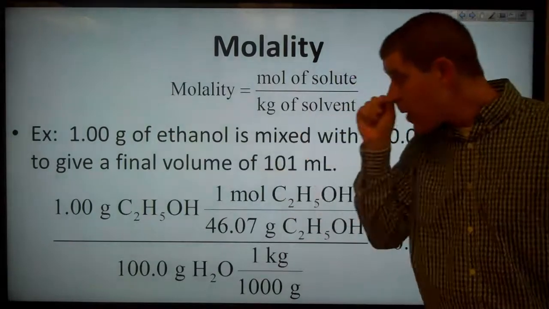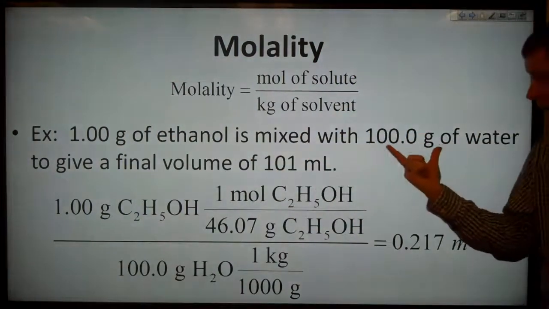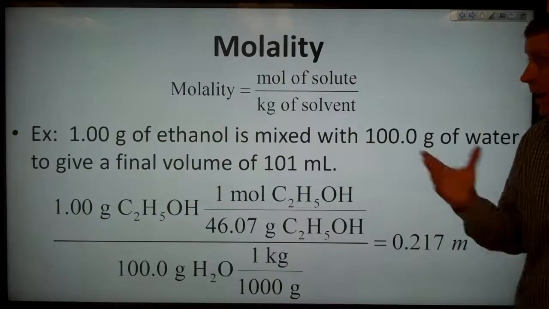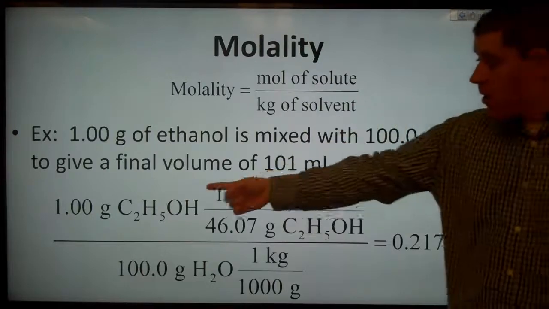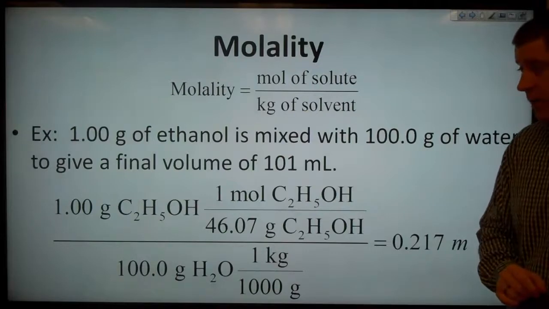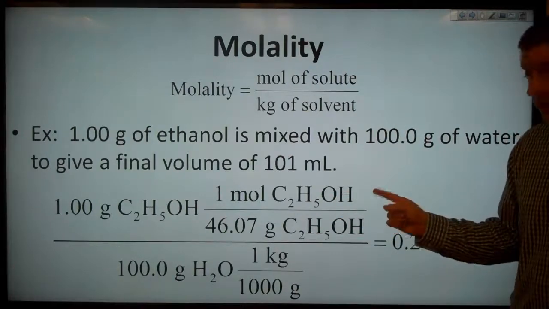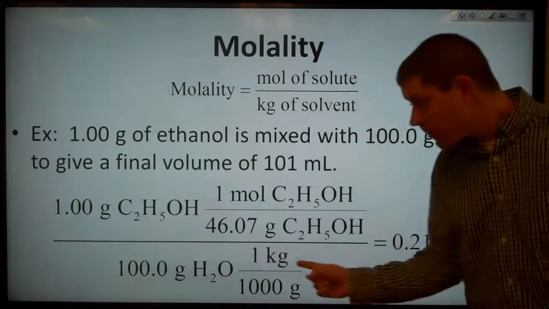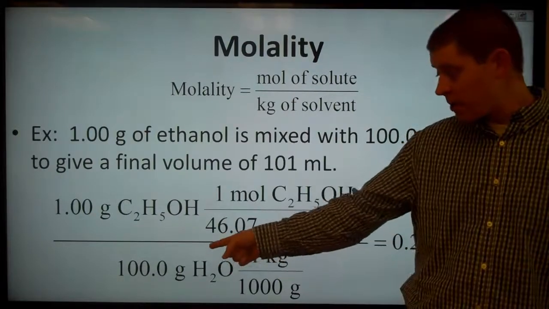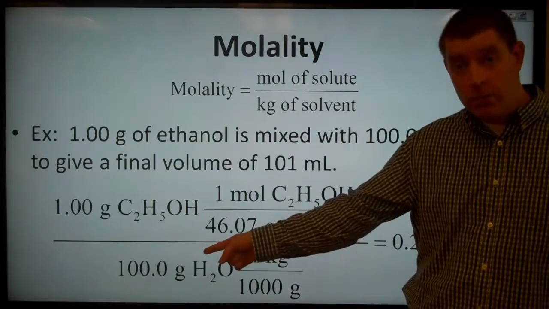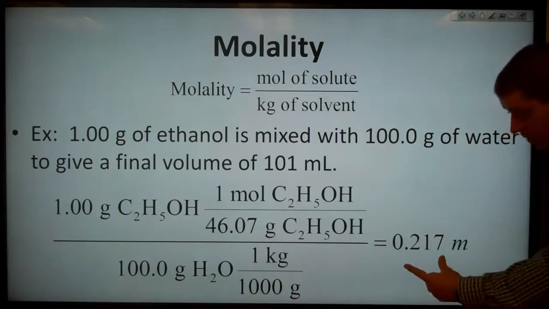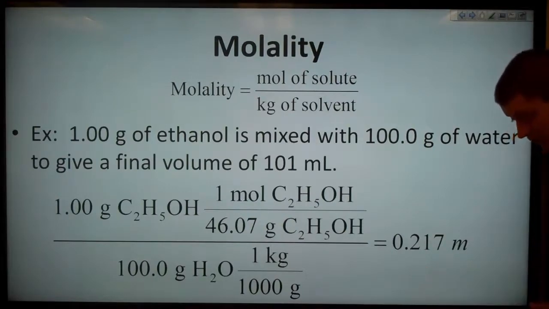So we have 1.00 grams of ethanol being mixed with 100 grams of water to give us a final volume of 101 milliliters. Again, we don't care about the volume. We now have 1.00 grams of ethanol. We need to divide by the molar mass to give us moles of ethanol. And now we're going to divide by the kilograms of our solvent. We don't know kilograms yet, but we have our mass of water in grams. So 100 grams we need to convert to kilograms. And that then gives us a molality of 0.217 molal.